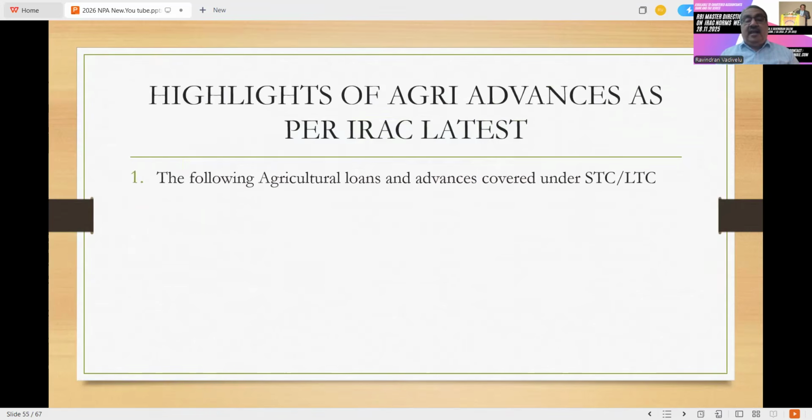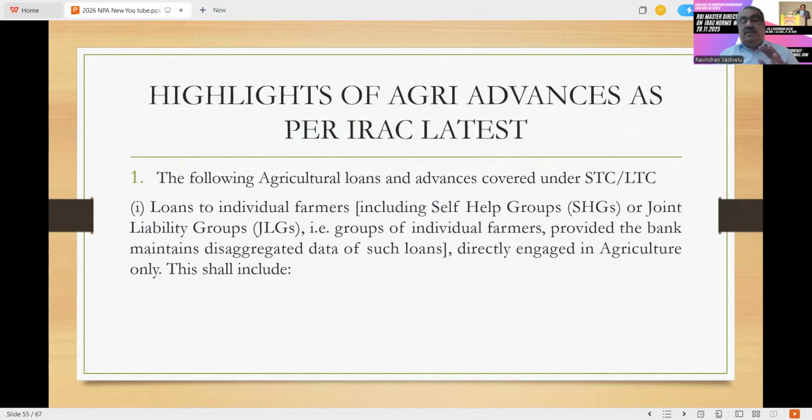What are the other highlights of agricultural advances as per the latest IRAC norm? So far, in the earlier IRAC norms, what are called direct agriculture or agricultural advances eligible for IRAC norms had not been defined. Now they have clearly defined it. Please refer to the master directions.